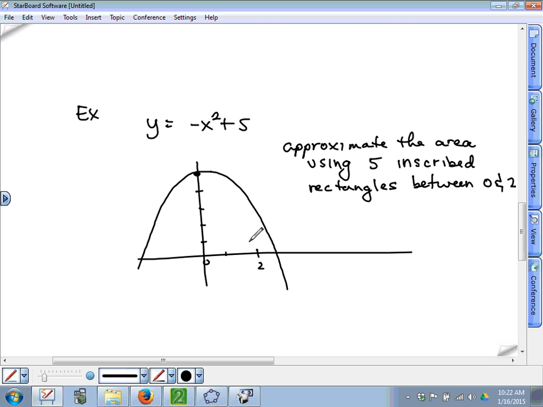2/5. Okay. So the first rectangle is going to be at 2/5. Where's the next one going to be? 4/5. That's just right before 1. So we have 2/5, 4/5, then the next one is 6/5. The next one is 8/5. And finally, we have one at 10/5. Now, as neatly as you can, let's just draw this.